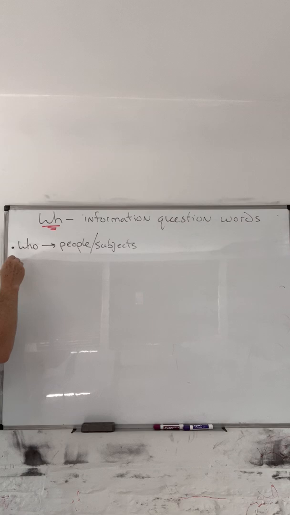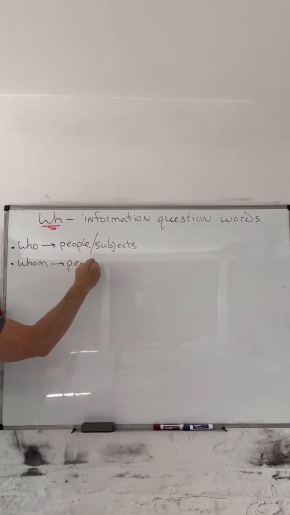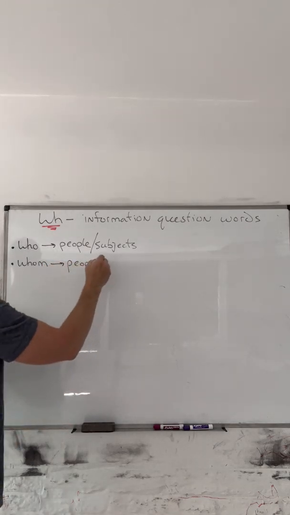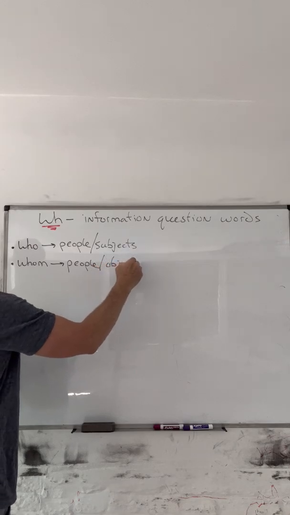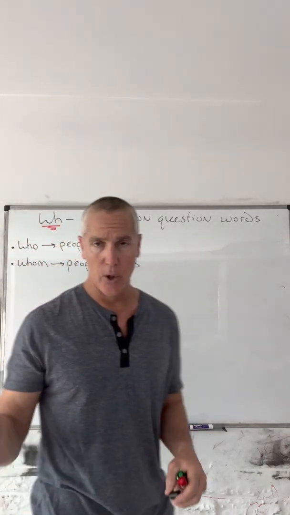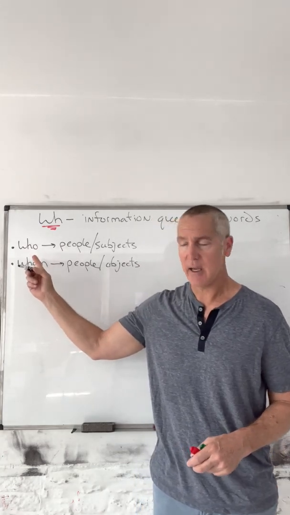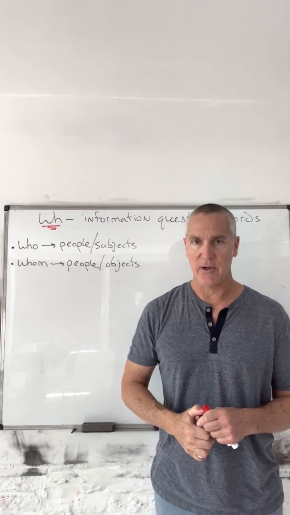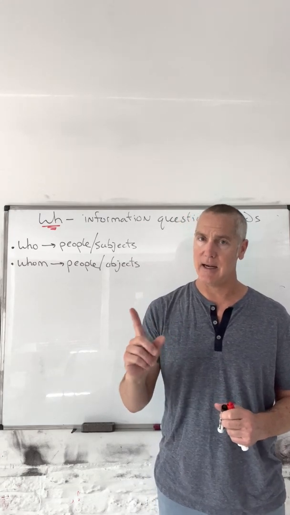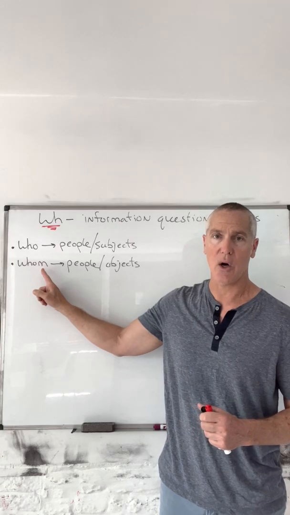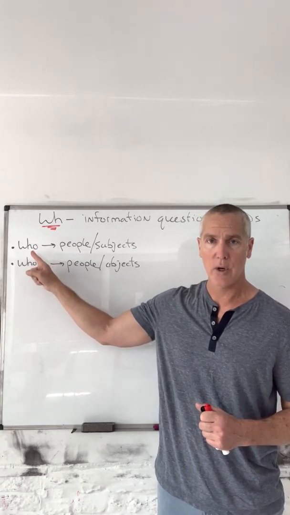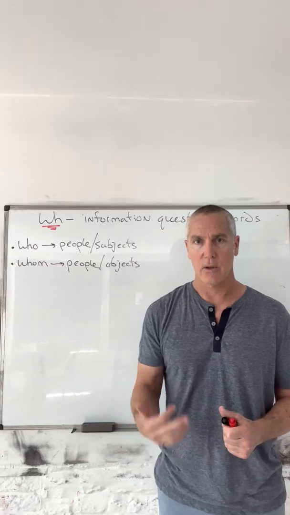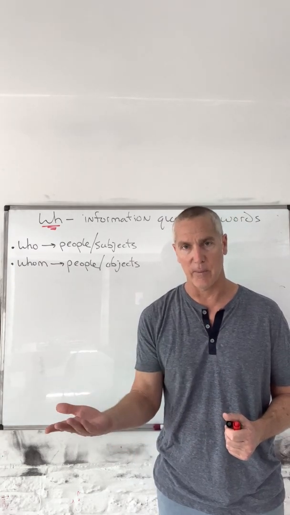It has a cousin, whom, with an M, the same word but just with an M, and whom is also asking for people, but it's asking for them in the object position. Who is for subjects and whom is for objects. In American English, usually it is not necessary to use whom. We can almost always use who, and it is correct. Whom is considered a little bit more formal.